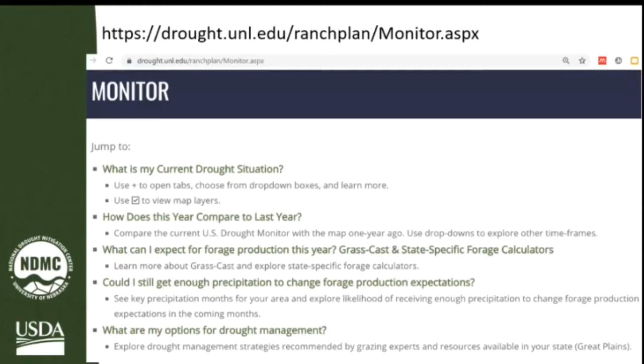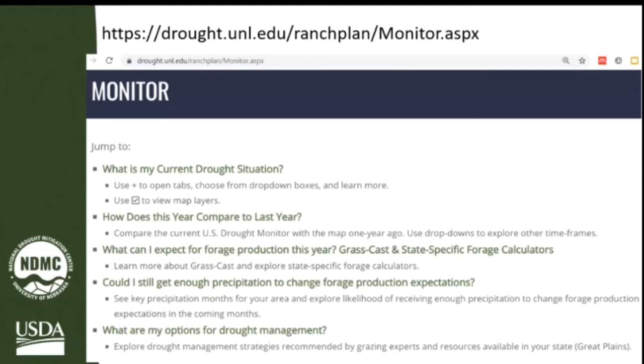The second question, and I'll just run through these first and then talk about them, is, how does this year compare to last year? The third one is, so what can I expect for forage production this year? So you can imagine GrassCast is going to show up there. And then a question of, well, could I maybe still get enough precipitation to do okay? Like, what if it starts raining? And then that fifth question really isn't about monitoring, but it's, okay, I have to do something. Give me some options. What do I do?